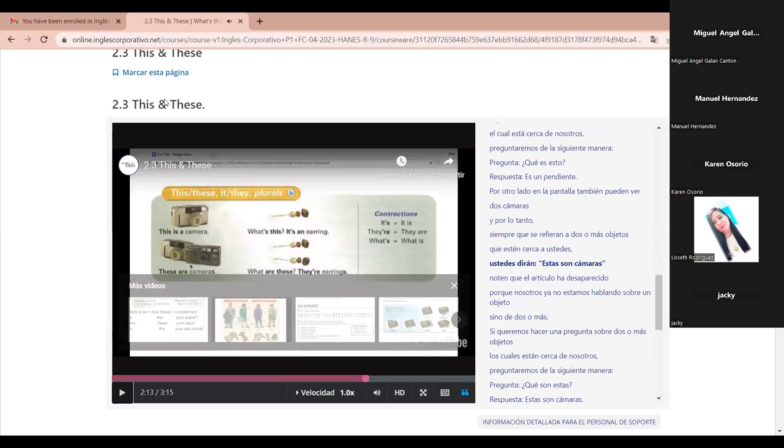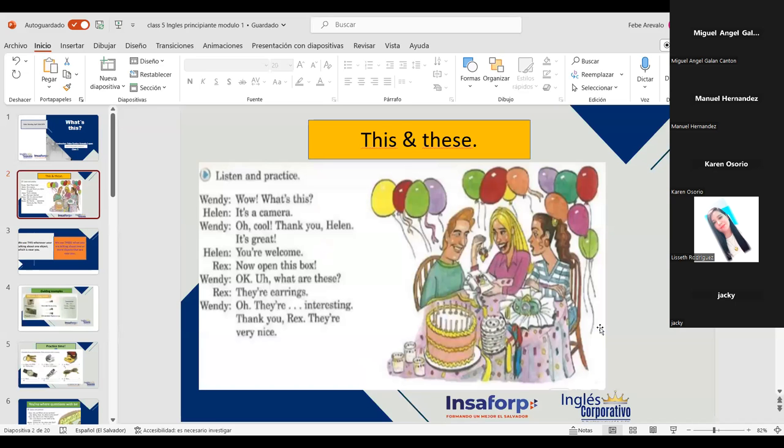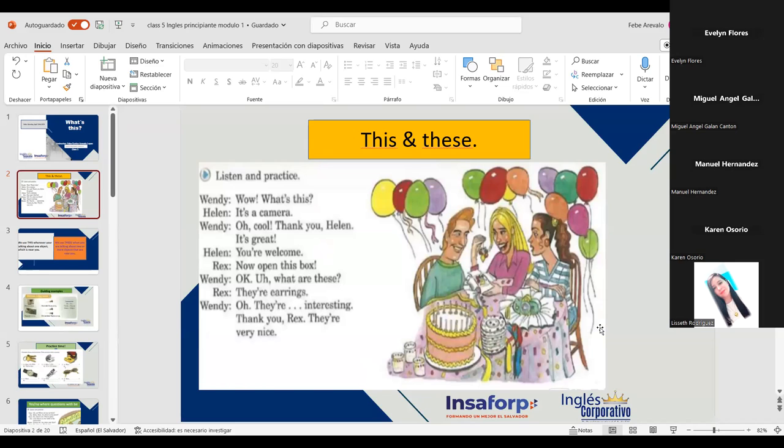Okay, so let's pass to the PowerPoint, because I think it's pretty clear for you how to use this and these. But I also have the explanation on the PowerPoint, so don't worry. Vamos a pasar a la presentación ya para poder avanzar con la conversation, pero también les voy a explicar el uso del this y del these, okay?